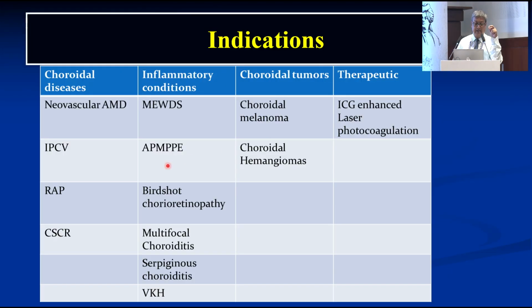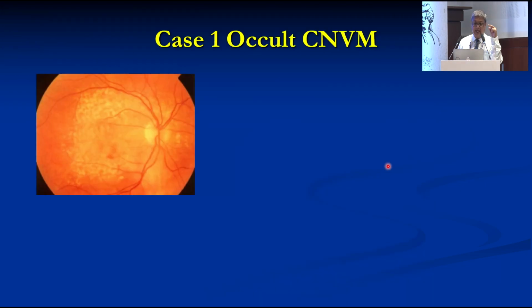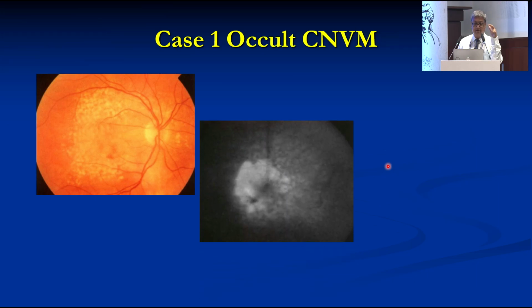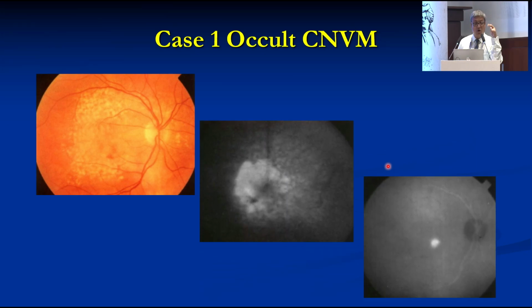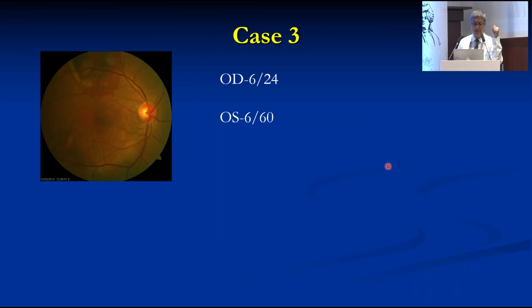The indications of ICG are mainly occult neovascularization, IPCV mostly, RAP lesion, and CSCR often presenting with CNVM. Also inflammatory conditions, some choroidal inflammatory conditions, some cases of choroidal hemangioma, and ICG-enhanced laser photocoagulation. In case one, where FFA doesn't show anything, the ICG shows a hotspot, so we have to treat, nowadays with injection, previously with PDT.